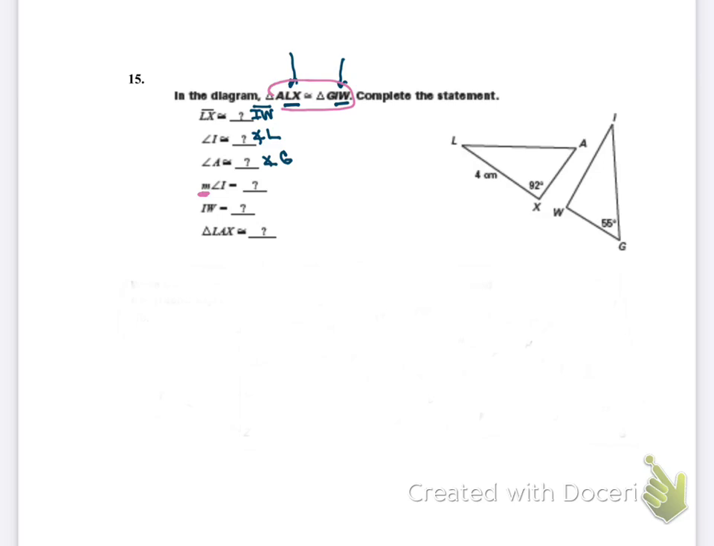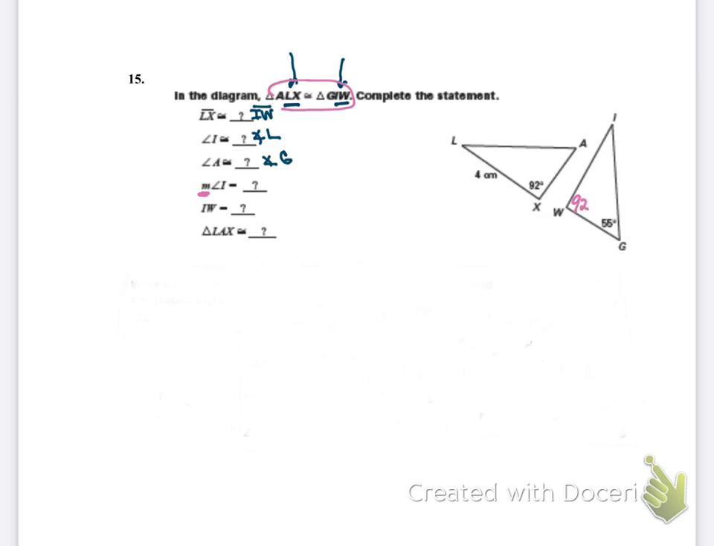And angle I is the middle. Angle L is the middle. I don't have an answer for angle L either. So I have to start thinking, how am I going to figure this out? I have angle X. Angle X has to be the same measure as angle W. So go ahead and make this a 92.